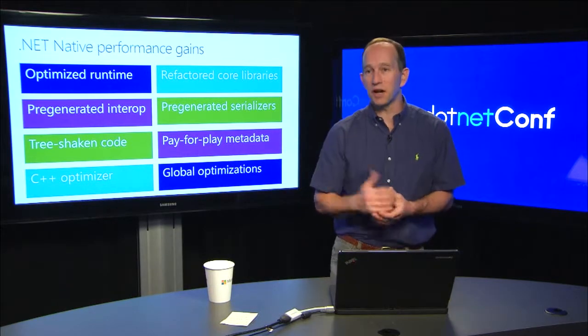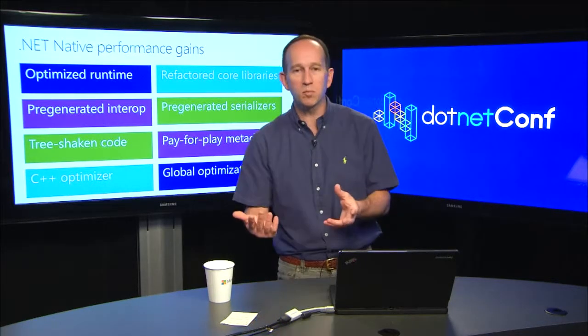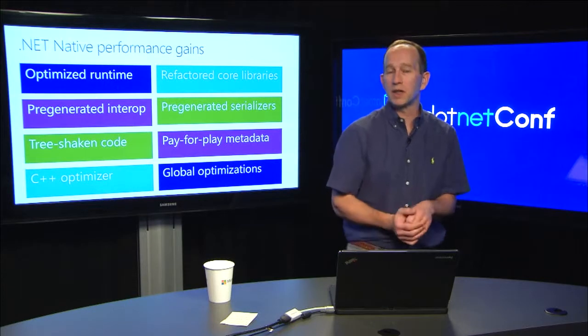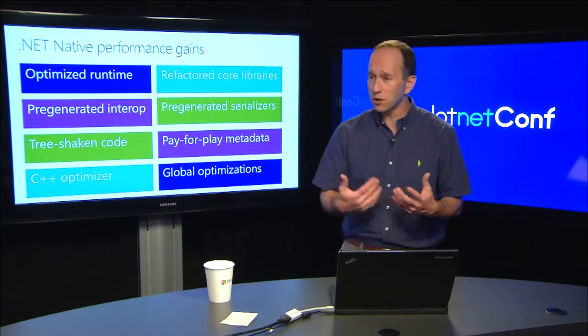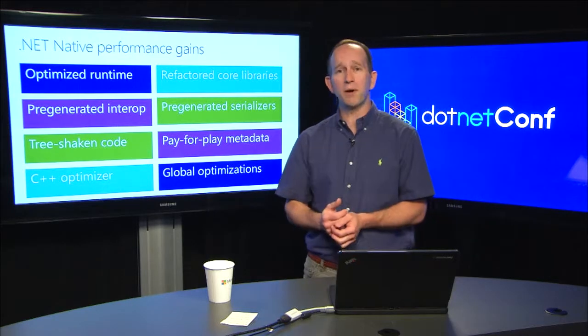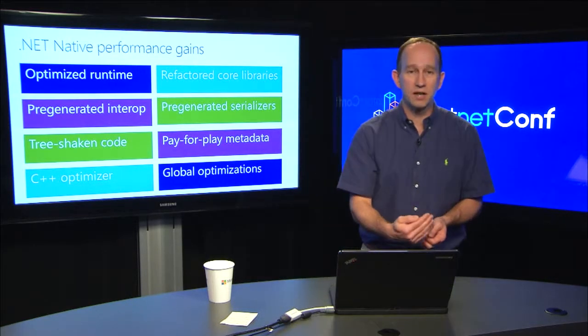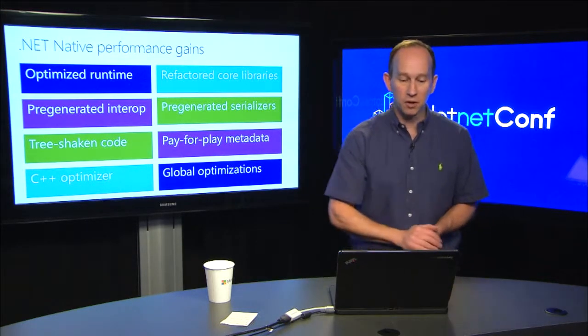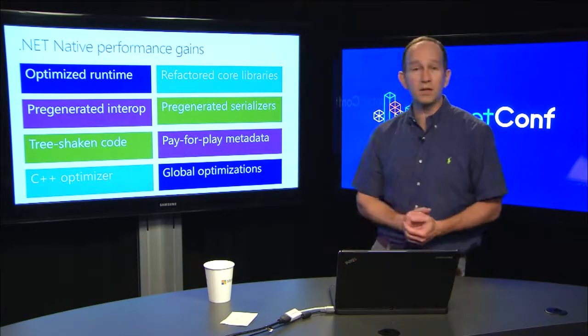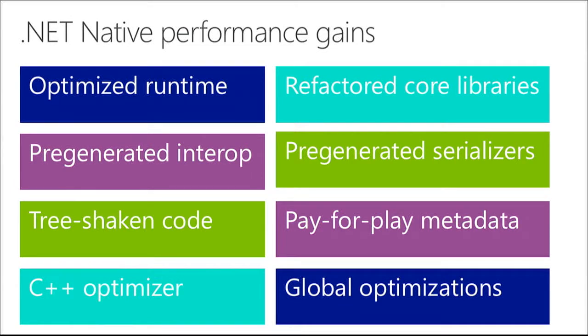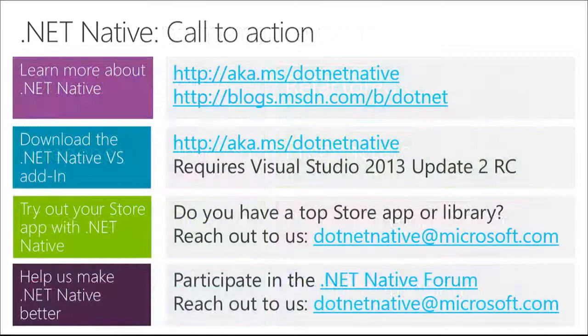Pay-for-play metadata with the RDXML: you say what to bring in, what not to bring in. Usually people are focused on bringing in everything they need for their app to run correctly. But if you want to super optimize your app, and we have a blog post about this, you can pull out things that aren't used if you know you can get rid of them. Then there's the C++ optimizer working globally across the entire app. We tar the whole thing in, merge your app before you optimize it, and get the best global optimizations working across the entire application scope.